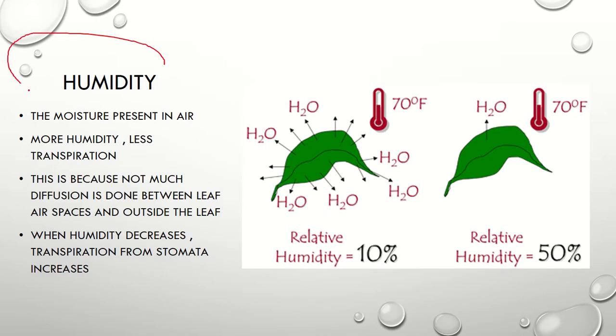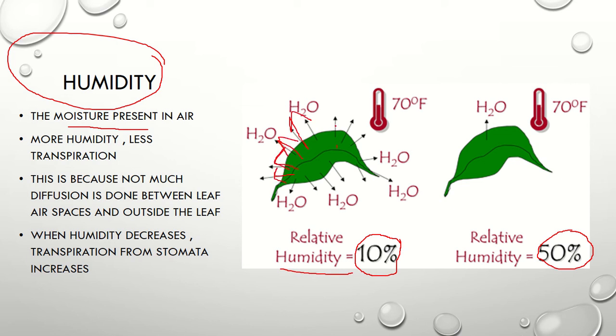The next factor is the humidity level. Humidity is basically the moisture present in the air. If there is more moisture, there is less transpiration, and if there is less moisture, there will be more transpiration. Let's take an example. If the humidity level is 10 and in this picture the humidity level is 50, it means when the humidity level is low, more water will come out because the surface outside will be dry. Water will move from high level to low level. We already discussed that water molecules move according to the water potential, from high to low.